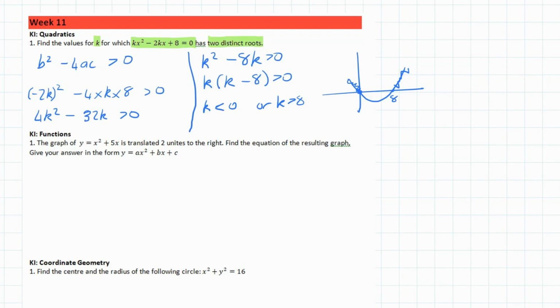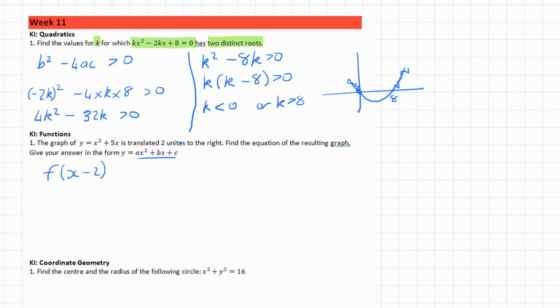Now, a functions question. We're translating this quadratic two units to the right. Find the equation of the resulting function. Okay, now we've got to give our answer in this form here. So when we're translating it to the right, that's a horizontal translation. So this is like doing f(x minus 2), isn't it? That translates 2 units to the right.